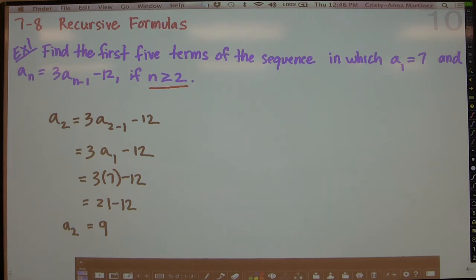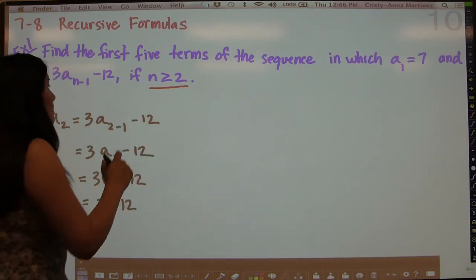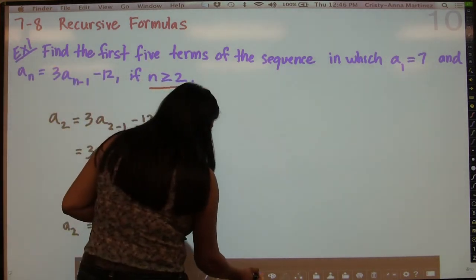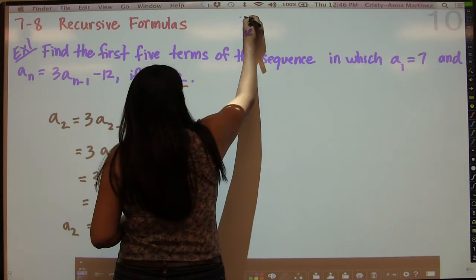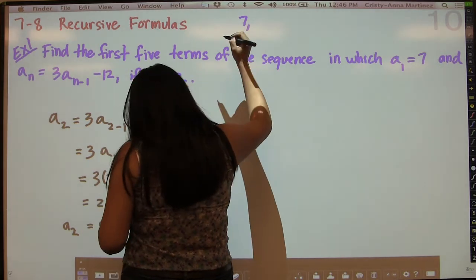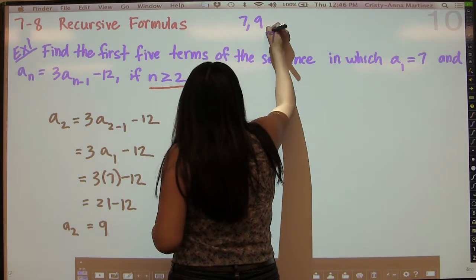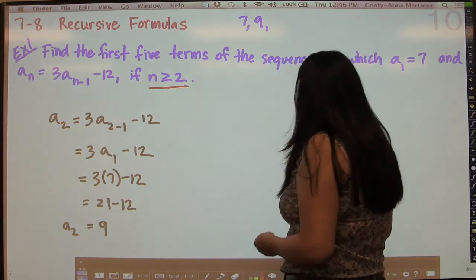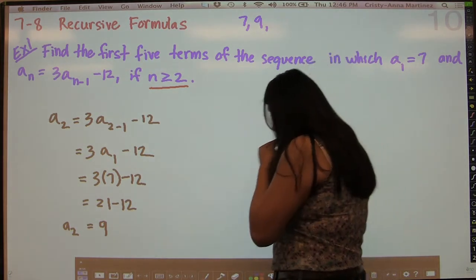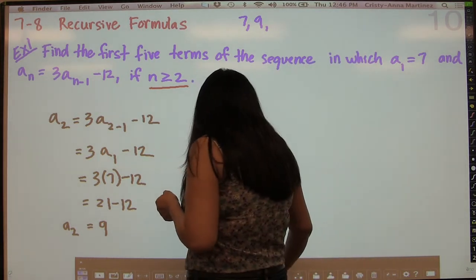Basically what we have to do is do this a few more times. They want the first 5 terms of the sequence. Lucky for us, we already know the first one. The first one is 7. So I'm going to go ahead and put my answers up here. We know that the first term is 7. The second term is 9. So we basically have to do this 3 more times to get the next 3. So let's continue.